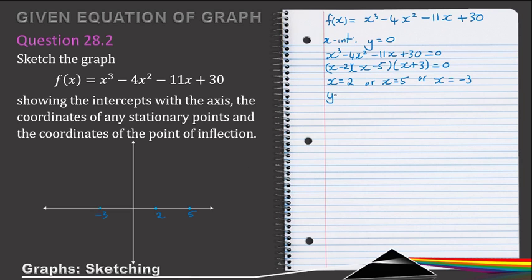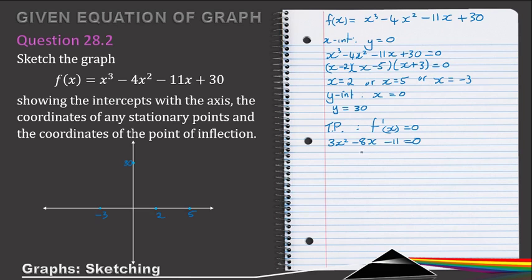Okay, next up we need the y-intercept, and we get that by setting x equal to 0, and then y will be equal to 30, so it's going to intercept at 30. So I can plot it over there. This is at 30. And then next we need to find the turning points. So for turning points, we have to set the first derivative equal to 0 and solve. Okay, so the first derivative is then going to be 3x squared minus 8x minus 11 equal to 0.